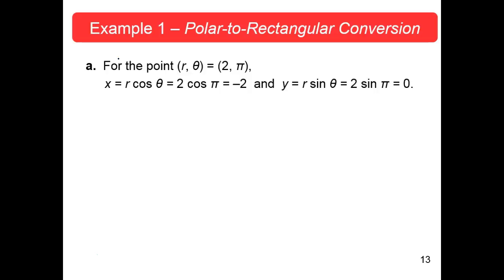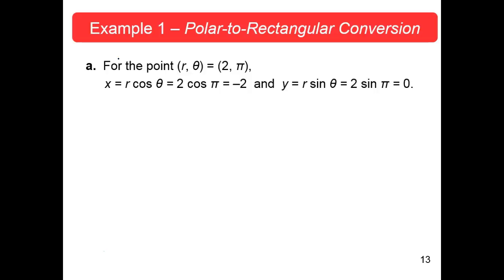And what's your y? r sine theta. And your r is 2. Your theta is pi. What is sine of pi? Say again. A little louder. 0? Absolutely. So your y is 0. So the point is (-2, 0). Okay? Of course that is.